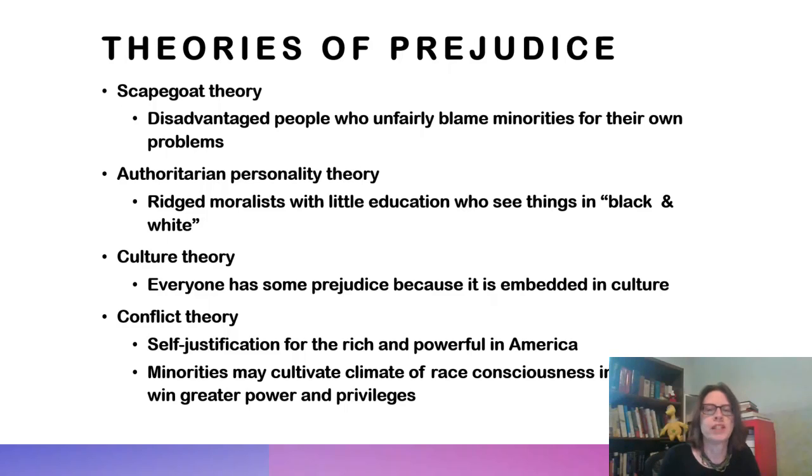Authoritarian personality theory: people who are very rigid in their thinking tend to see things in black and white, and that leads into racism and prejudice as well. They see this group versus that group and have very strong opinions of the different groups.